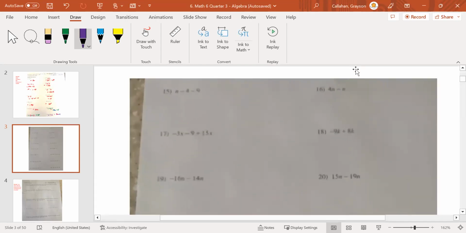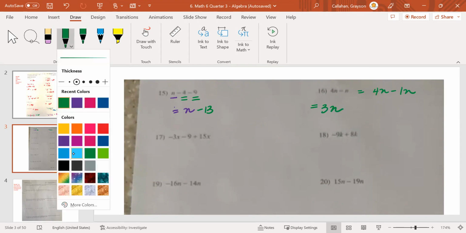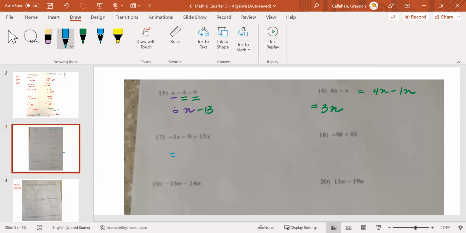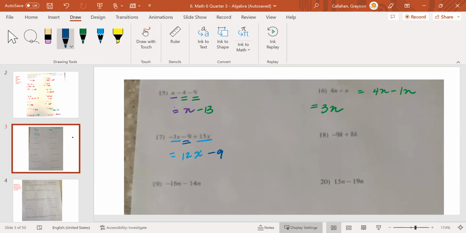Now we're going on to number 15, which is the back side of this. So you have n, it's just 1, so just by itself. Negative 4 minus 9 is a negative 13. Negative 4n, or positive 4n minus 1n is the same thing as saying 3n. Number 17, you have a negative 3x plus 15x as a positive 12x. Negative 9 is just by itself. Negative 9k plus 8k is a negative 1k or just a negative k.